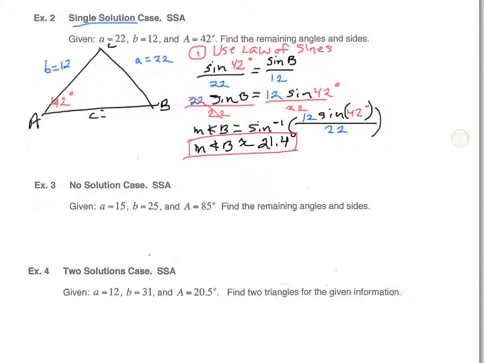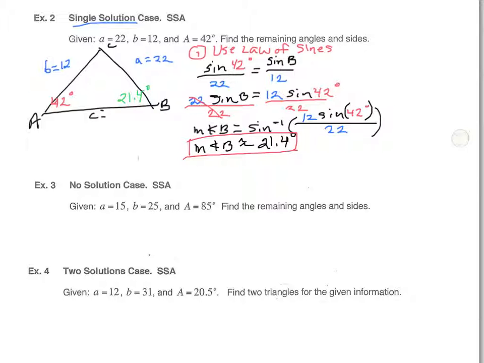So that is one of my solutions. I'm going to put that in green: 21.4 degrees here. The problem is that that could be a reference angle. Remember how I showed you how the side opposite angle A could swing like a pendulum and become an obtuse angle. So we have to look at its supplement also.